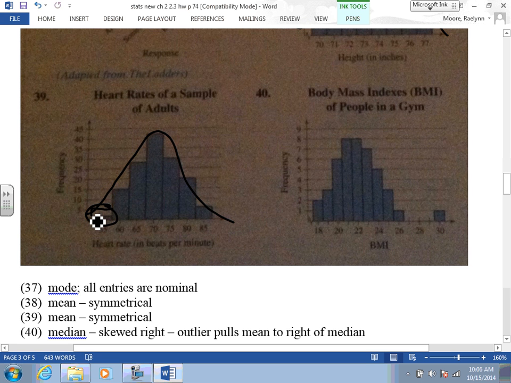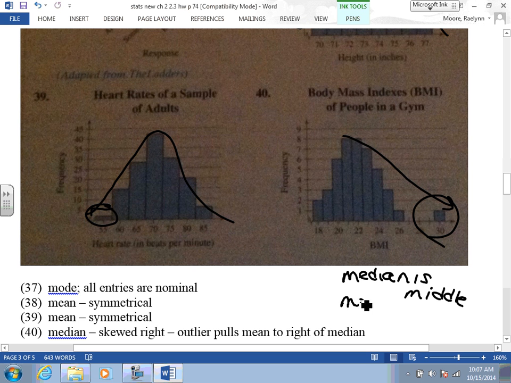So we almost have a symmetrical curve. This guy over here, there's your outlier. So what happens to your mean? It would be more towards the right. Good. So what would represent the middle of your data then? Good. The median is your middle. And the mean would fall to the right.